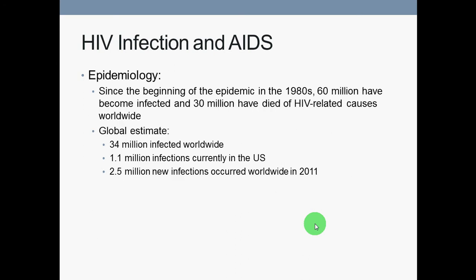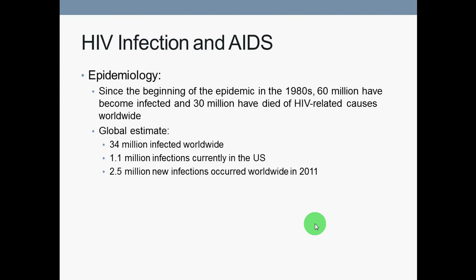HIV is a serious problem. The epidemic that we're currently facing began in the 1980s. Since then, 60 million people worldwide have become infected, and 30 million have died of HIV-related causes. So either from that waning immune system or opportunistic infections. So let's just put that in perspective. 60 million people have become infected, and half of them have died.